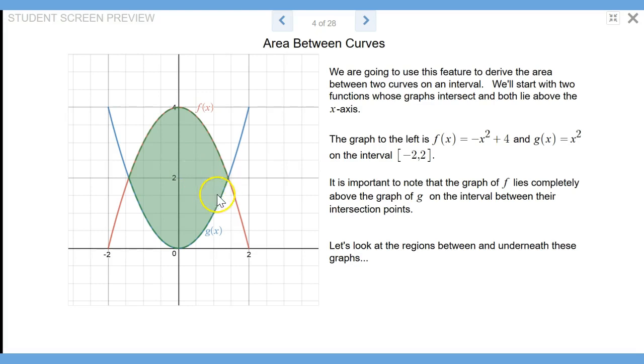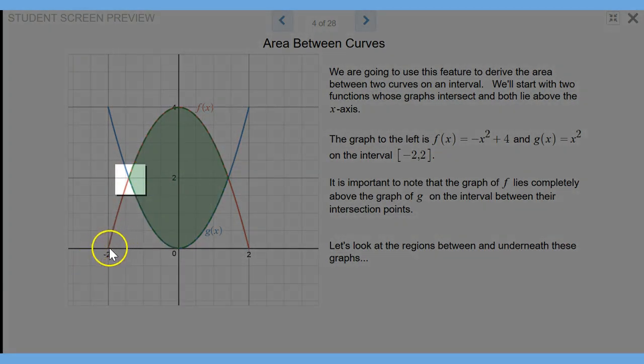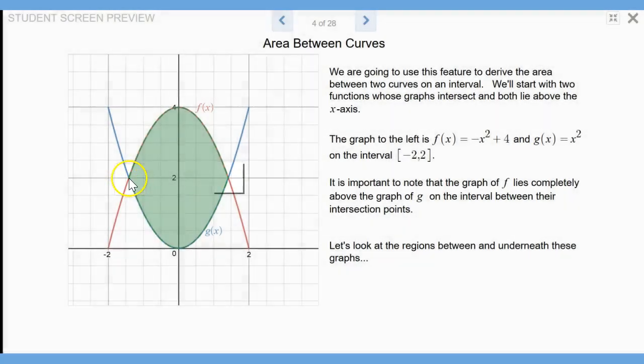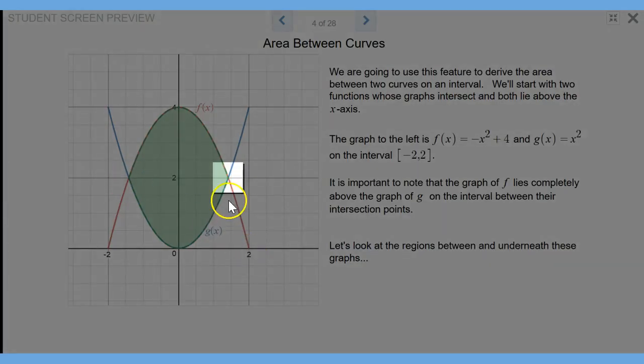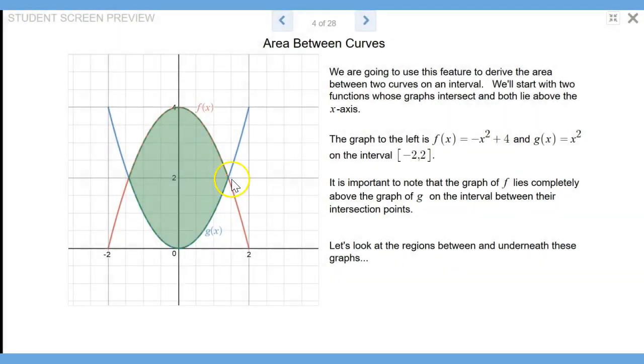So notice that really what we're interested in, even though the interval given to us is minus 2 to 2, is the area between the graphs bounded by, instead of minus 2 on the x-axis, this point of intersection on the left, and instead of 2 on the x-axis, this point of intersection on the right. So we're going to need to solve to see where f of x is equal to g of x to get our limits of integration.